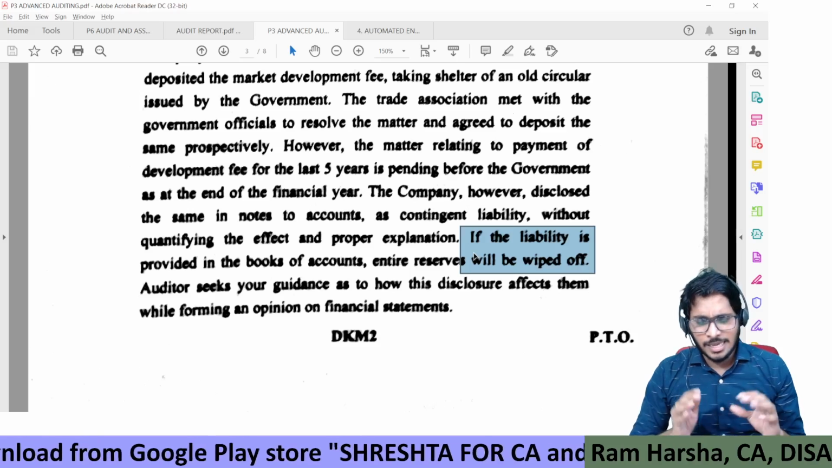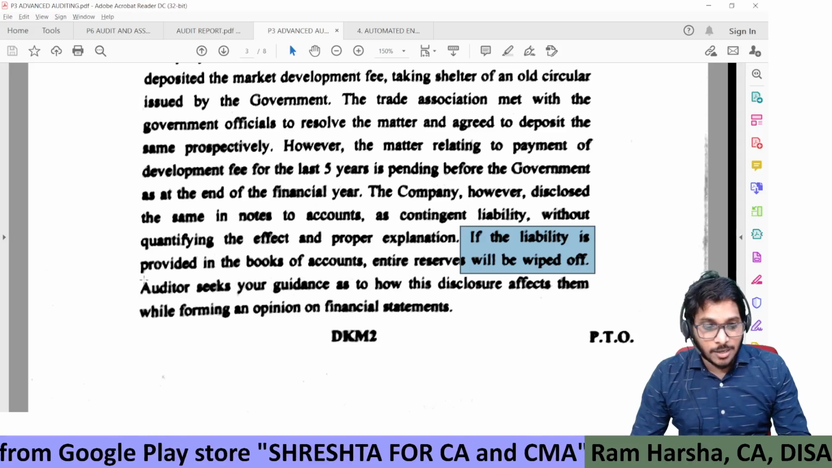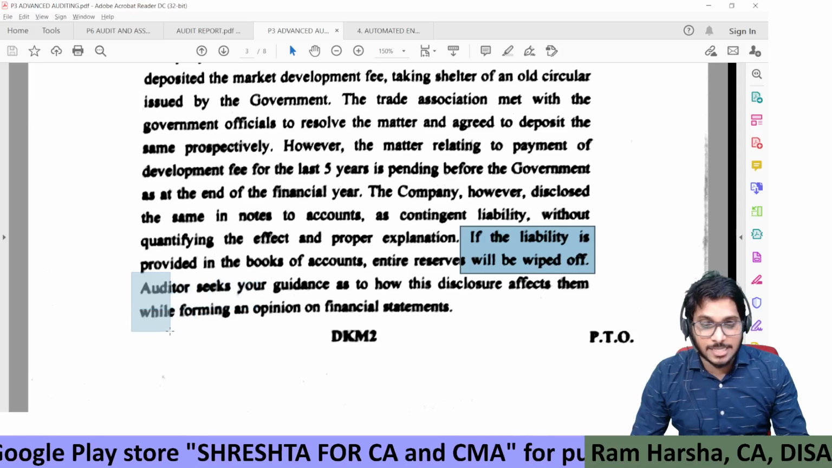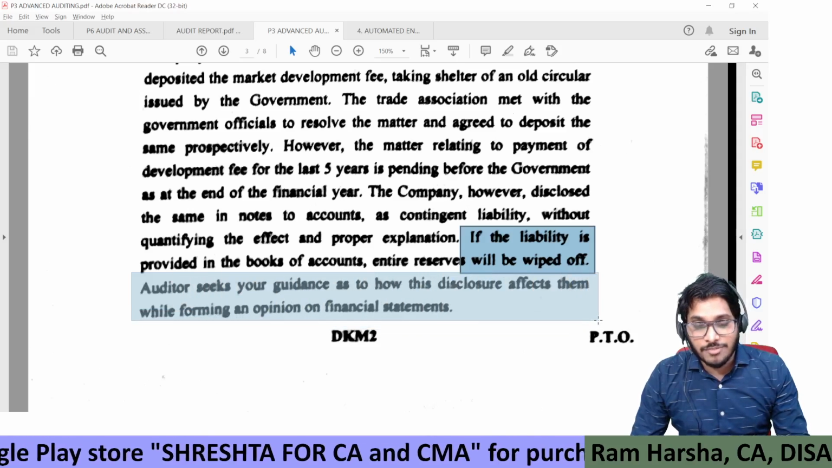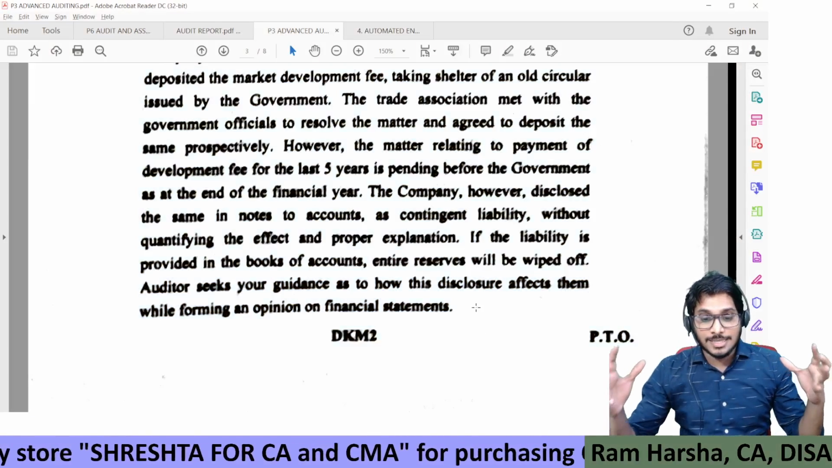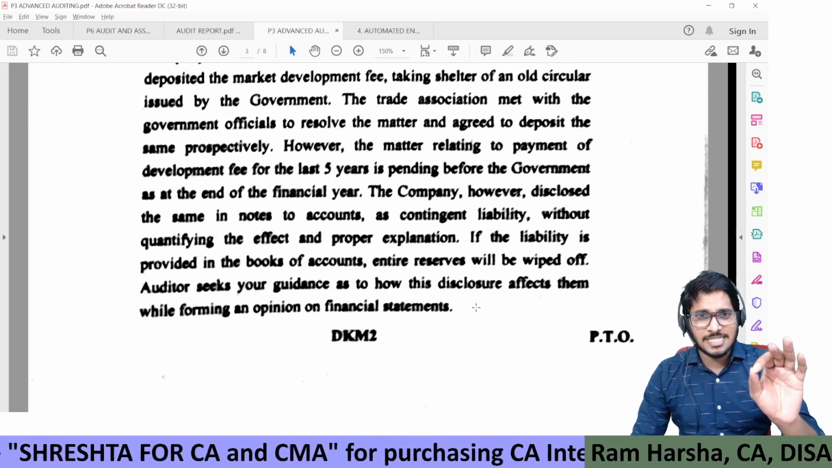And here, what is the question? As an auditor, the auditor seeks your guidance as to how this disclosure affects the opinion on the financial statements. So he's asking you how this disclosure affects. This is nothing but SA 570.